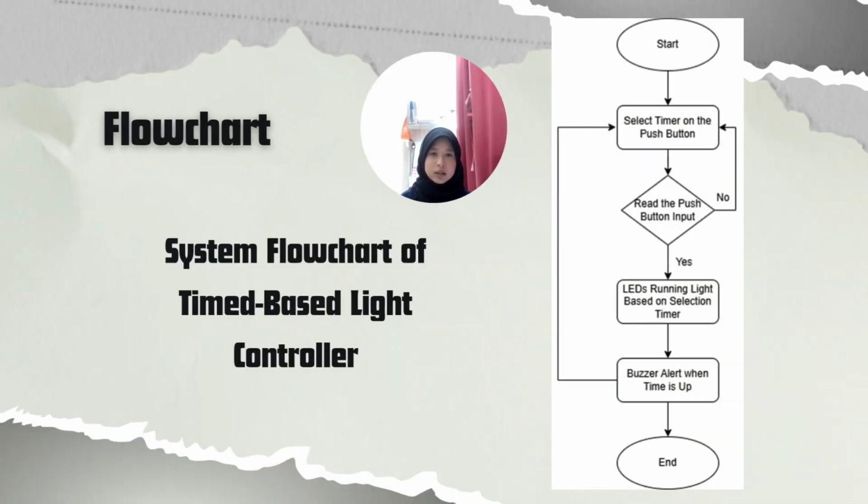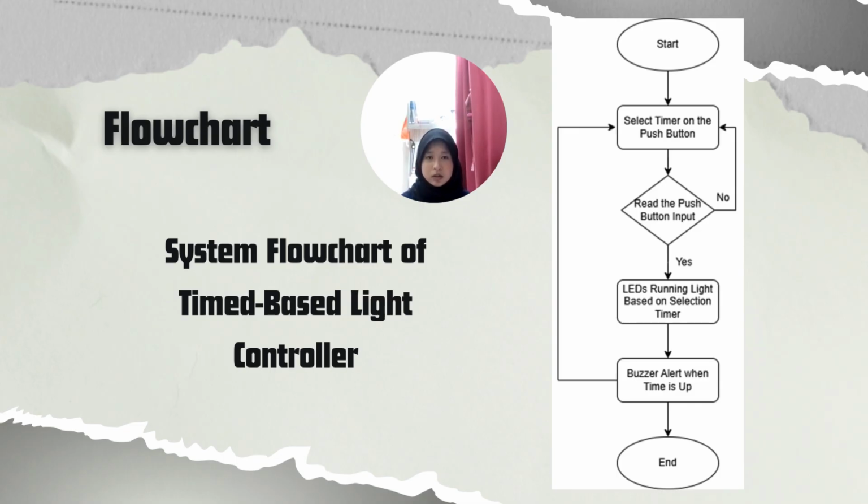Based on the figure, the system flowchart of the time-based light controller begins with the initialization of the microcontroller and component, including the push button, LED, timer, and buzzer. The user interacts with the system by selecting a timer duration using one of the push buttons, each corresponding to a predefined interval such as 5, 10, 15 or 20 seconds, and the microcontroller continuously monitors the push button input until the desired push button, which has a specific timer, is pressed.